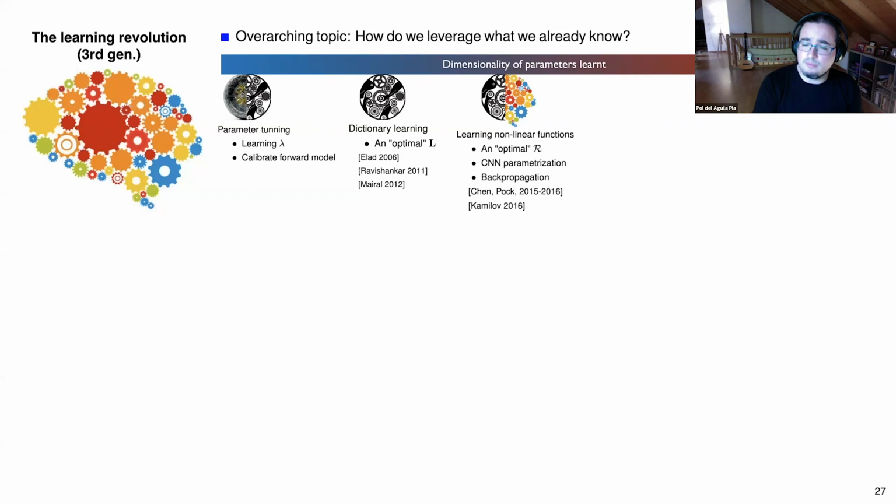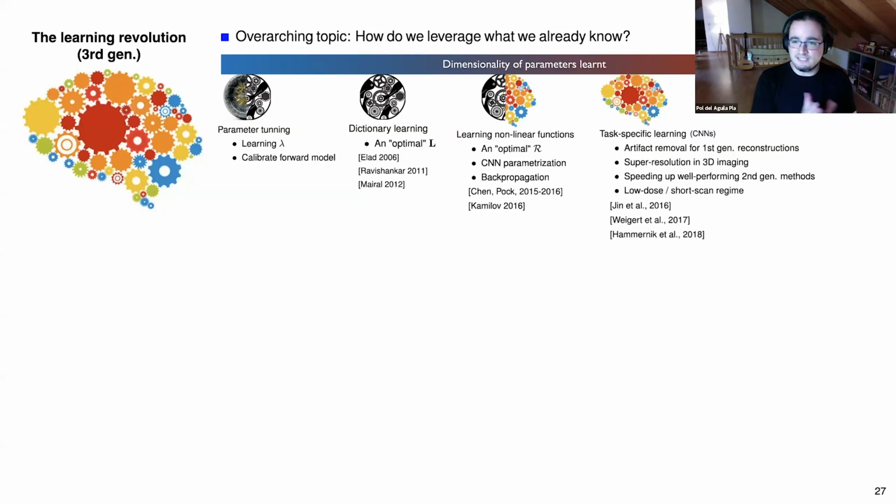And then you can go farther, but still within reason, and say, okay, there are specific tasks in image reconstruction that I want the convolutional neural network to learn to do. So it could be artifact removal for first generation reconstruction. You could have a very fast first generation reconstruction and then try to teach a convolutional neural network how to map that very rough reconstruction to a high quality image. Of course, for that, you will need an extensive data set of very good reconstructions in order to teach the convolutional neural network how to do that mapping.